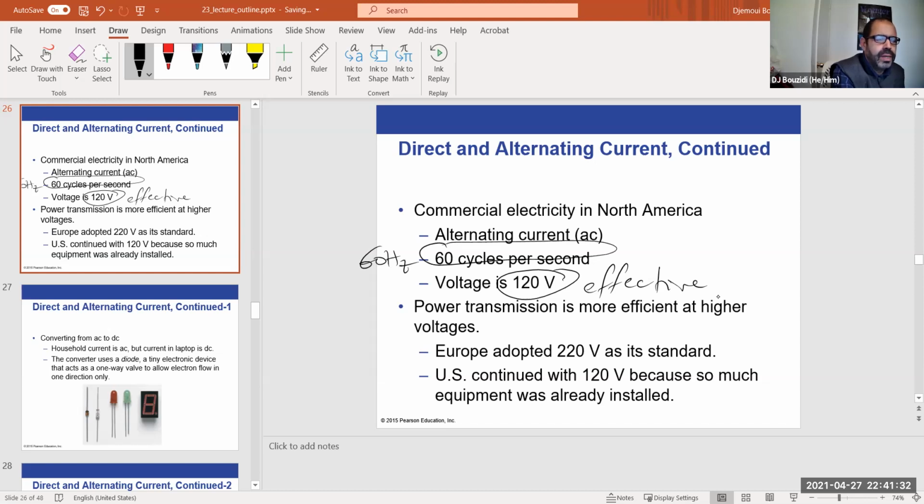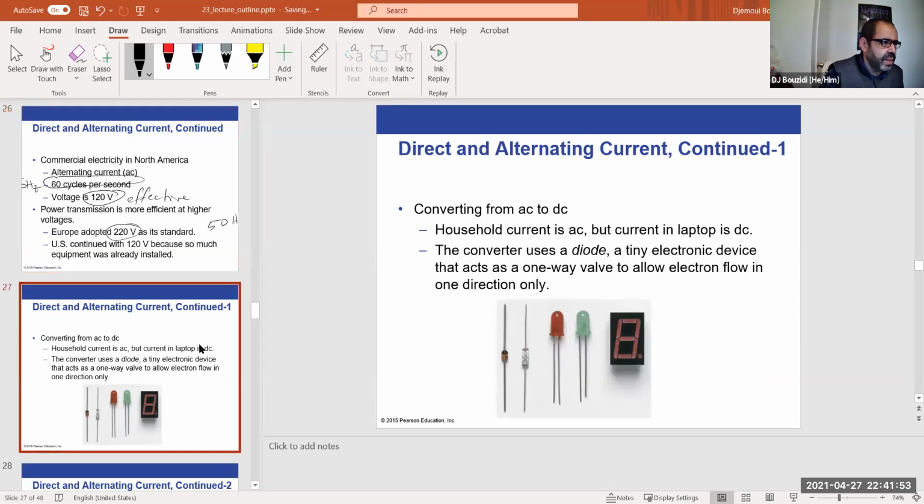And in the rest of the world, for Europe, for example, they use 220 volts, and the frequency actually is 50 hertz. So the currents differ, and that's why you need an adapter if you're traveling overseas.